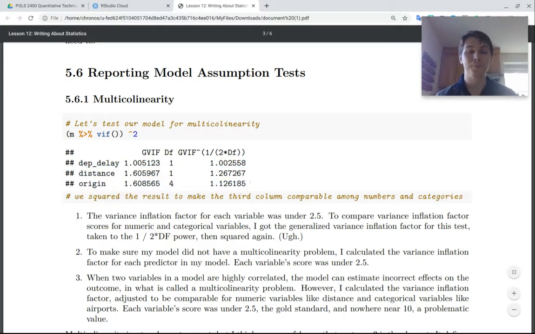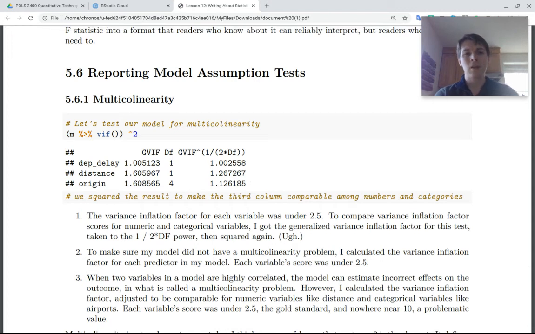So that's good. So here's the thing. We could describe it like this. The variance inflation factor for each variable was under 2.5. To compare variance inflation factor scores for numeric and categorical variables, I got the generalized variance inflation factor for this test, taken to the 1 divided by 2 times the degrees of freedom power, then squared again. That's terrible. Oh my God, I don't even want to write that down. I cringed when writing it.